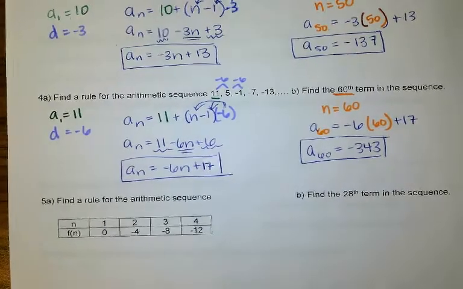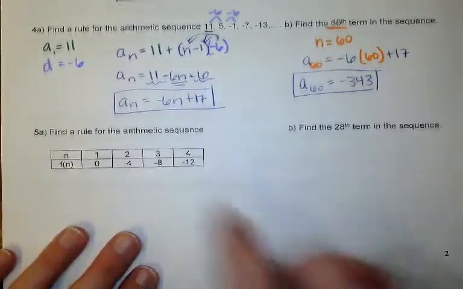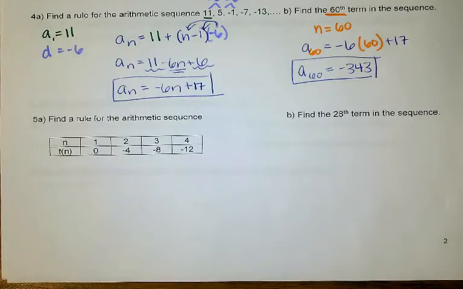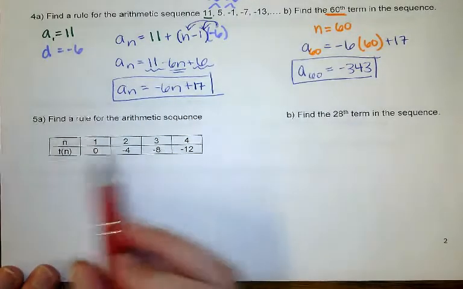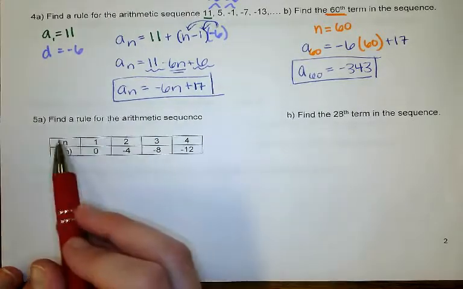All right. Then we go here. 5a. Find a rule for the arithmetic sequence. So finding this rule for the arithmetic sequence. Well, guys, is this setup the same? What do you think this means? This is not quite the same. So what are my terms? What's going on here?